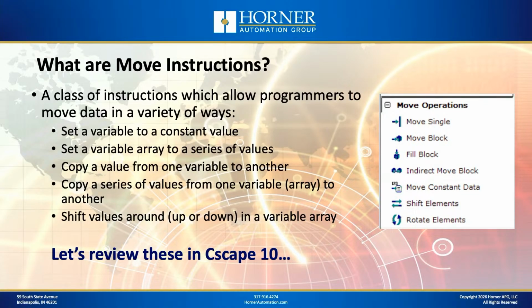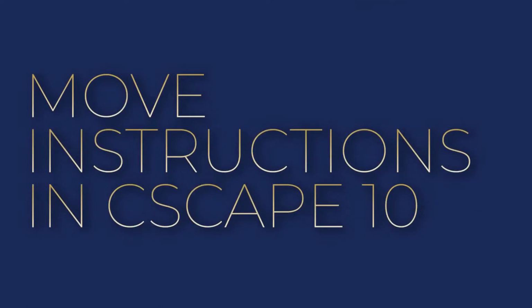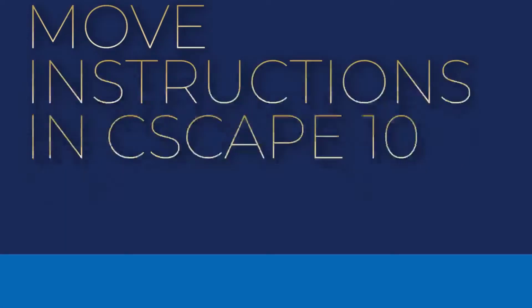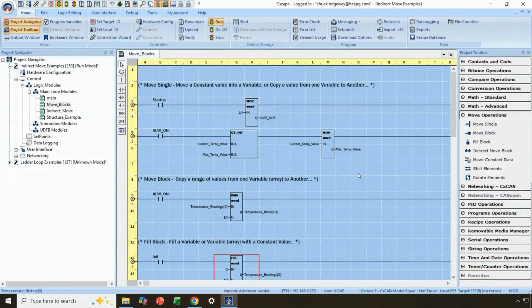Now, before we get on to the rest of our topic today, let's just get into Cscape and take a quick look at these instructions. I'm in Cscape 10. This will look basically the same in Cscape 9.9 though. Here are our move operations in our project toolbox. And let's start with the move single. So that's the simplest move command. You can move either a constant into a variable or move data from one variable into another.